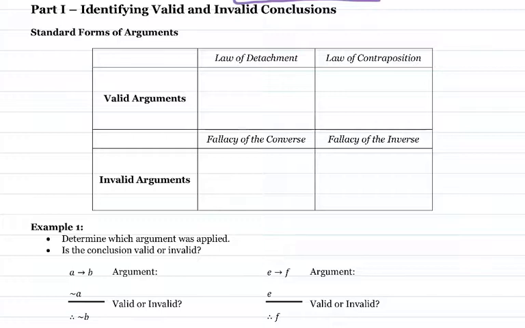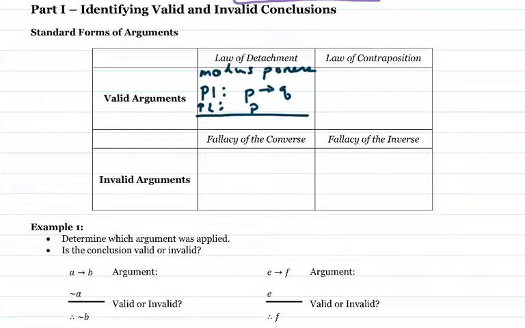The first law that we're going to look at to prove if an argument is valid is called the law of detachment. It's also known as modus ponens. Symbolically speaking, that is an argument that's in the form of the first premise, which I'm going to label as P1, is if P then Q, and the second premise, P2, is given as P, and then our conclusion is given as Q.